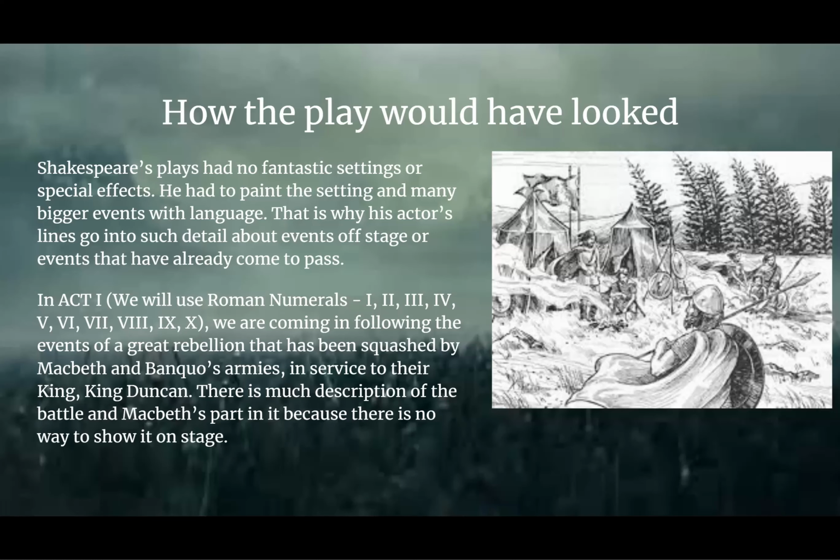At the very beginning of this play, you're coming in following events of a great rebellion that has been squashed by Macbeth and Banquo's army. Those are the two characters we see first. So right away, we're coming in after a huge battle, right? These guys have squashed someone trying to take the crown from their king. They're these great warriors who have just won this huge battle. Their king at this time, King Duncan, is in charge as the play opens.